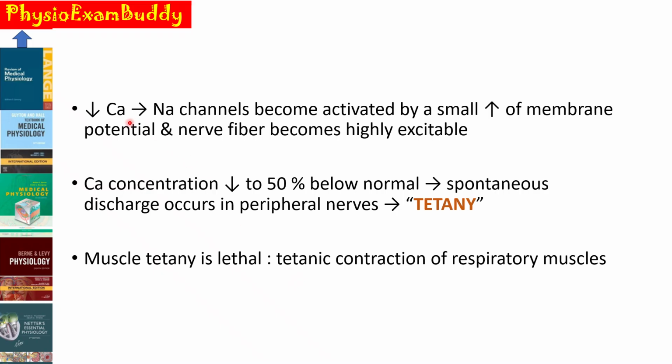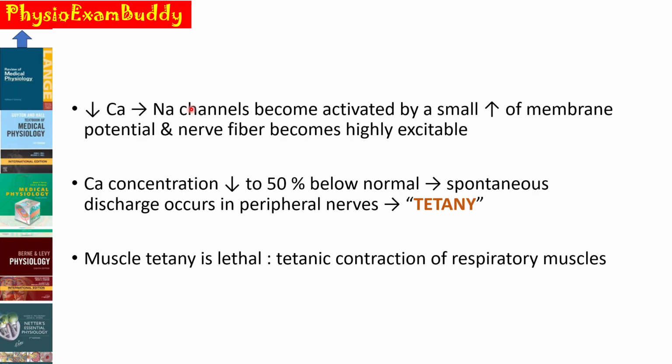And in situations whenever your body calcium level, or the serum calcium level, decreases, the sodium channels will become activated by a very small increase of the membrane potential, and the nerve fiber becomes highly excitable. That is, whenever the calcium concentration in the human body goes 50% below the normal, spontaneous discharge occurs in the peripheral nerves, and this condition is known as tetany because of the decrease in the serum calcium level. And muscle tetany is basically lethal, that is, it can cause death of the patient because of the tetanic contraction of the respiratory muscle.